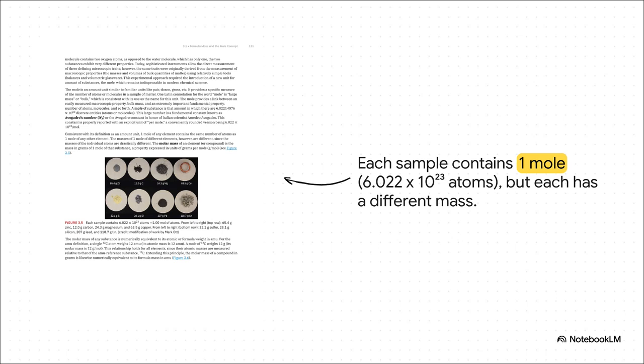Just look at this. Each one of these piles, the zinc, the carbon, the sulfur, the copper, contains the exact same number of atoms, 1 mole's worth. But because the individual atoms all have different weights, 1 mole of each of these substances has a totally different mass. This is it. This is the breakthrough. We can now count atoms just by weighing them.